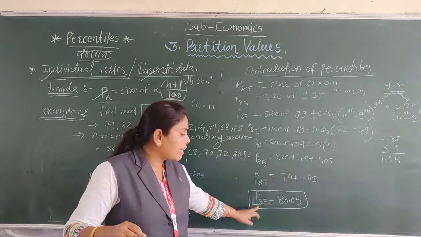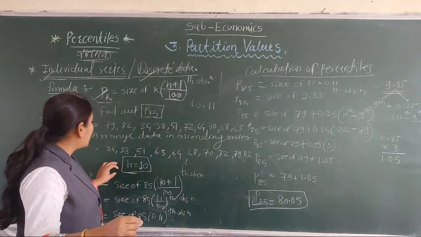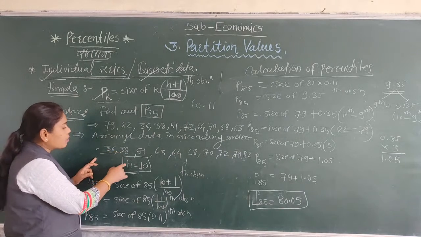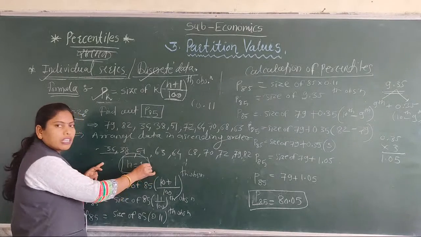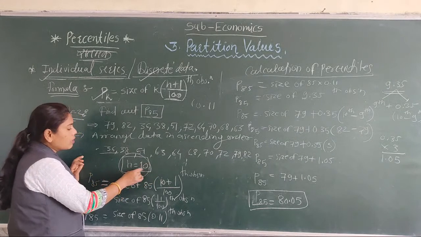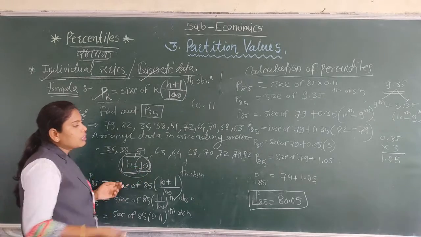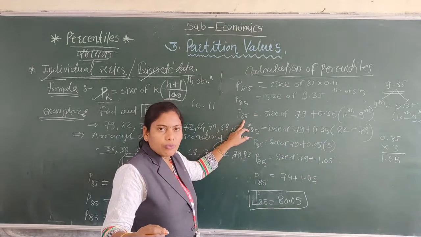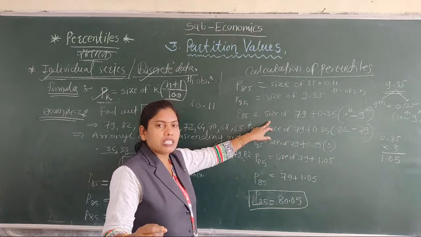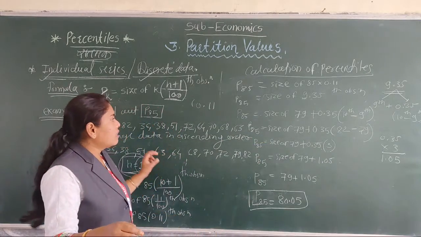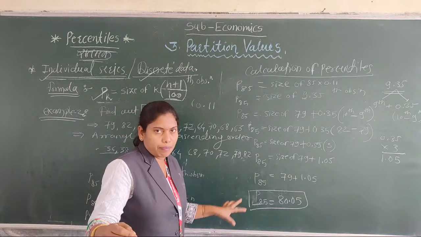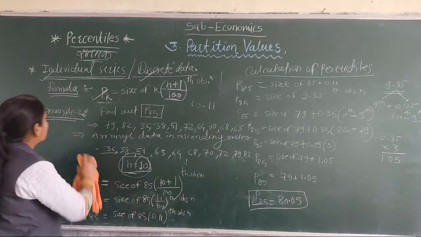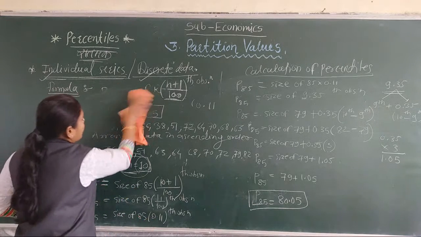It is the second example of percentile for the individual series, when the total number of observations is an even number. So follow this second step to calculate the P85. For an odd number, it is not expected to follow this step. Okay.